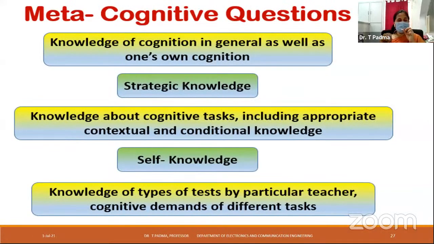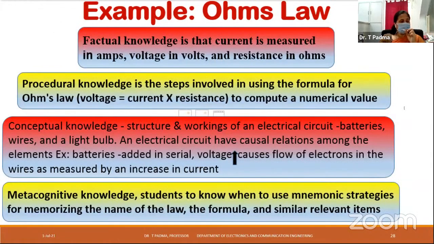Each and every individual will have their own methodology to approach questions. So that depends upon each and every individual. A metacognitive person has their own method of solving it. So let us see one example of Ohm's law. It is very famous and everyone knows about Ohm's law. So let us see in the Ohm's law.